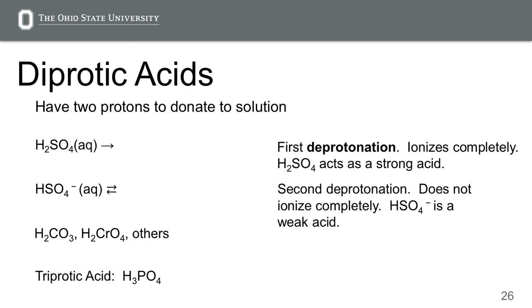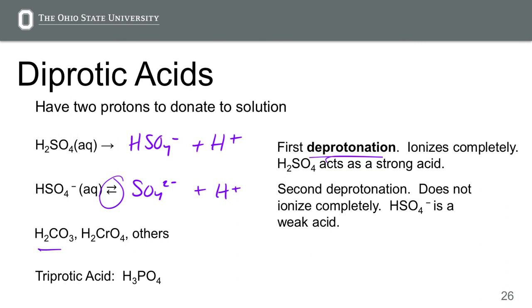We also have some diprotic acids. H2SO4 is on your list of strong acids. First deprotonation, it ionizes completely to form HSO4 minus and H plus, everything aqueous. That HSO4 minus, though, as I mentioned, has an equilibrium associated with it. So HSO4 minus in solution can form SO4 2 minus and H plus, but note the equilibrium arrows. HSO4 minus is a weak acid.